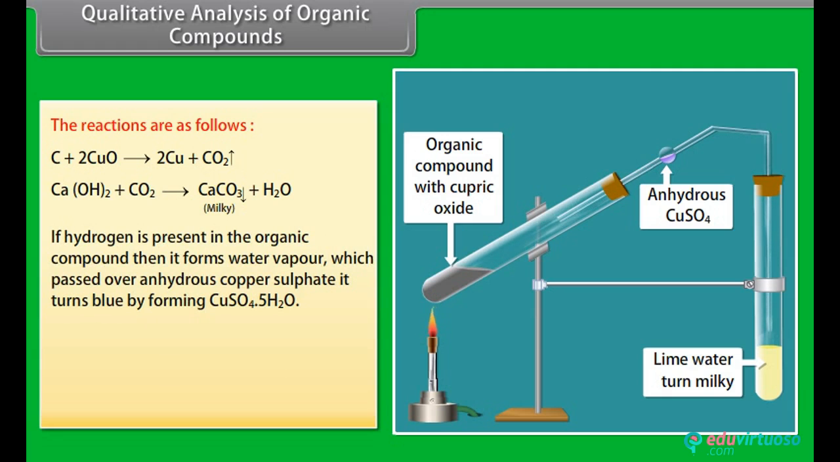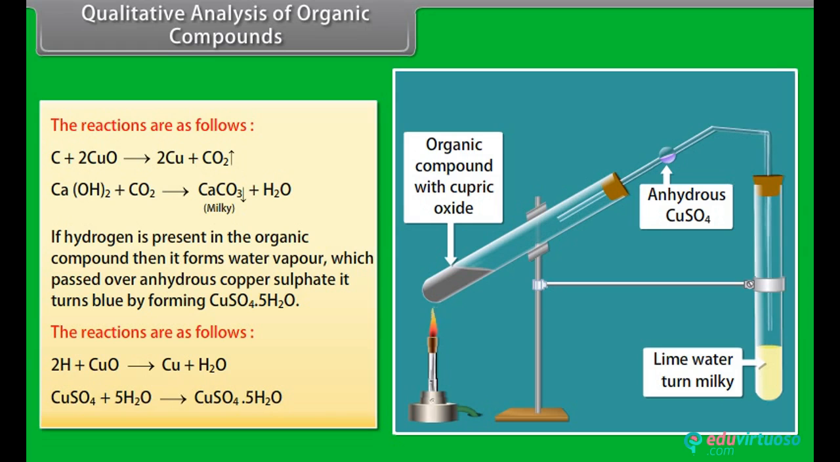If hydrogen is present in the organic compound, then it forms water vapor, which passed over anhydrous copper sulfate turns it blue by forming CuSO4·5H2O. The reactions are as follows. Hydrogen in the organic compound reacts with copper-2 oxide and produces copper and water. The produced water reacts with anhydrous copper sulfate, which turns blue by forming CuSO4·5H2O.